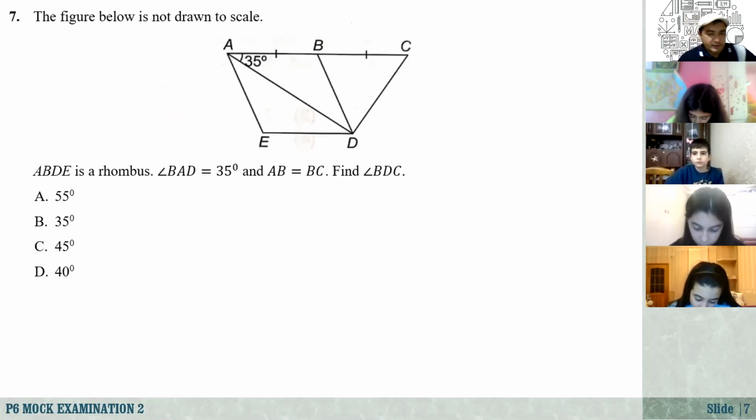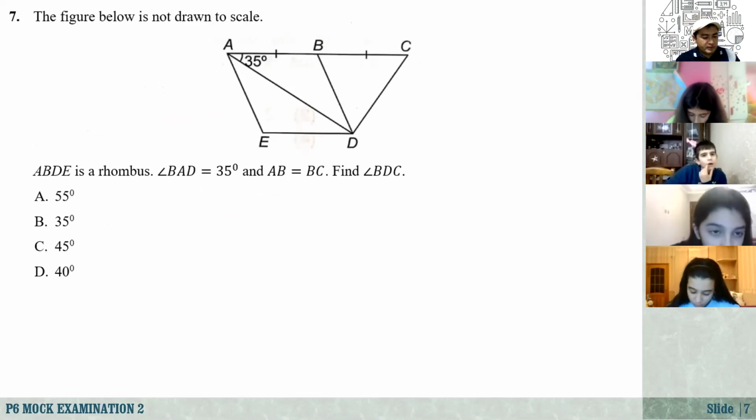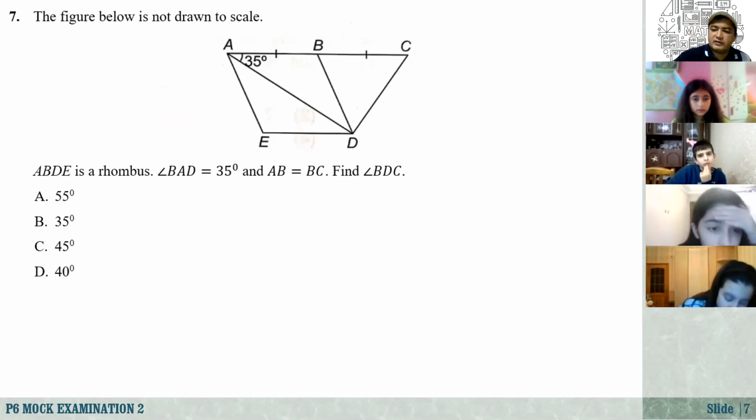Question 7. Okay, have a look, read it, and try to solve this. You have 1.5 minutes. Write your answer in the chat box.